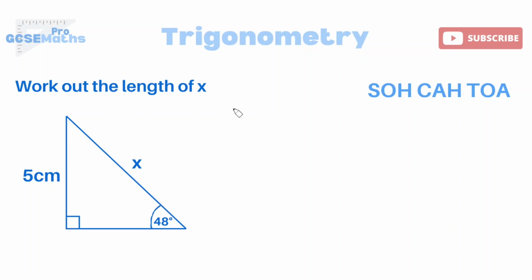So here we have: work out the length of x. We've got a right angle triangle. Now they might tell you to use trigonometry, they might just literally say work out the length of x, and you have to figure out, oh, I need trigonometry for this. Again, try and be clear on what the difference between Pythagoras and trigonometry is. Pythagoras is all sides, okay?